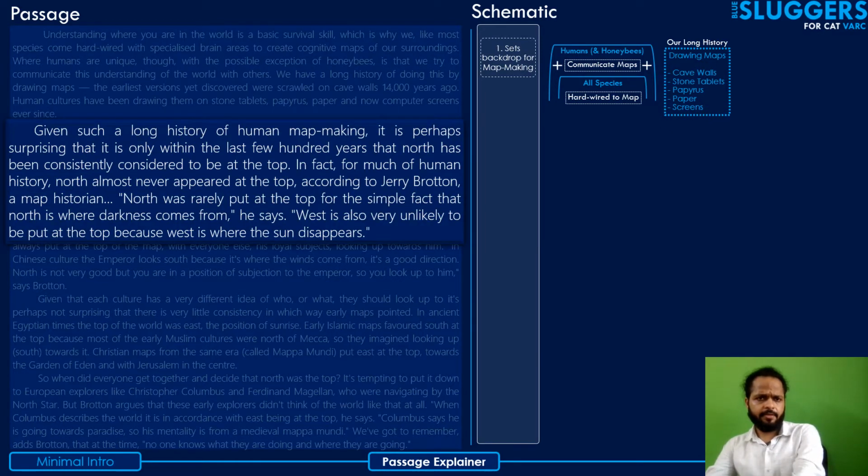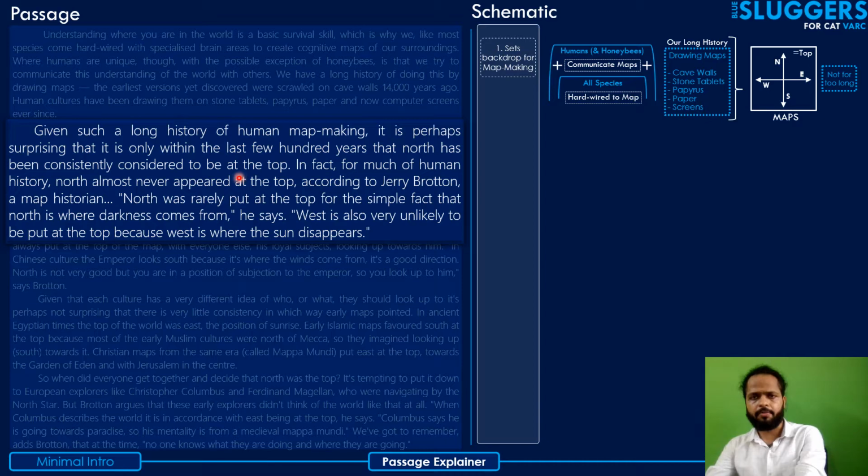Next, he says, given such a long history of human map making, it is perhaps surprising that it is only within the last few hundred years that North has been consistently considered to be at the top. In fact, for much of human history, North almost never appeared at the top, according to Jerry Brotton, a map historian. North was rarely put at the top for the simple fact that North is where darkness comes from. He says West is also very unlikely to be put at the top because West is where the sun disappears.